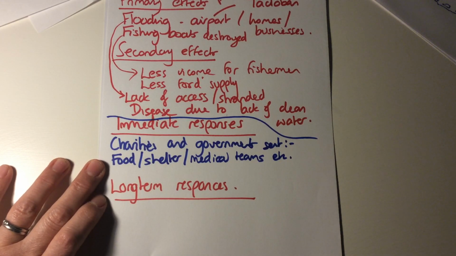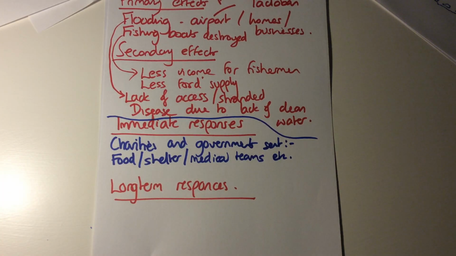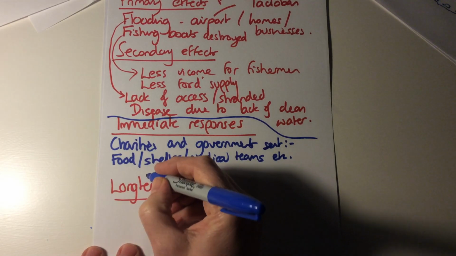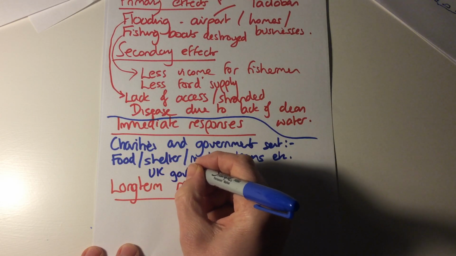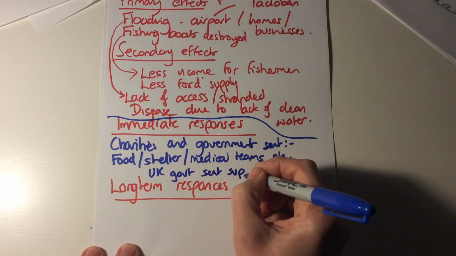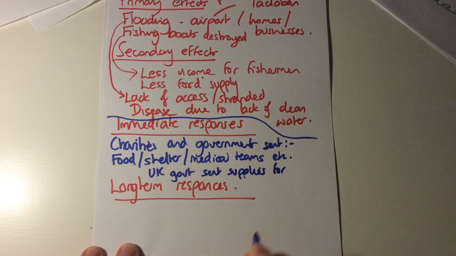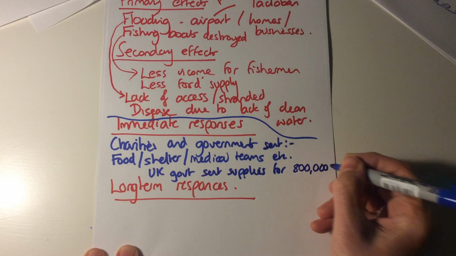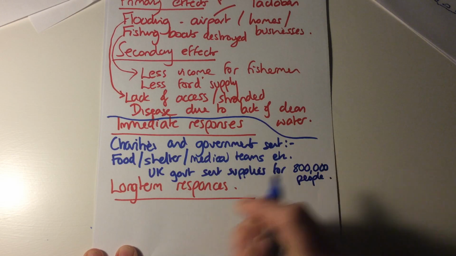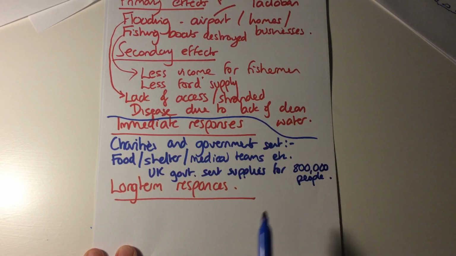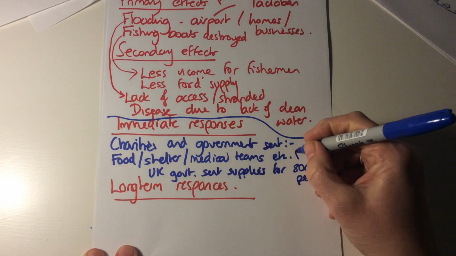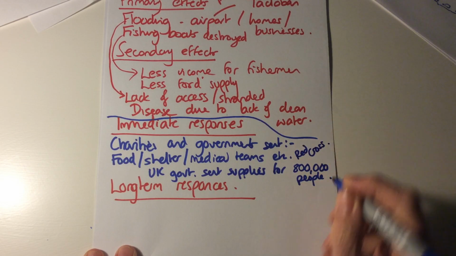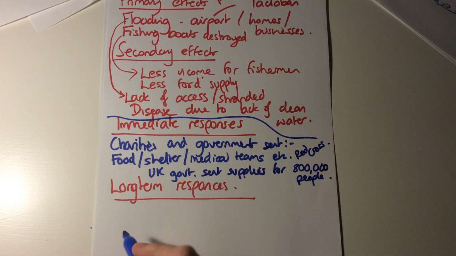I think I'll just give you a figure. The UK government sent supplies for 800,000 people. That was the UK government, but that's one government among many. The Red Cross would have been involved, and so on. So that's a specific one there.